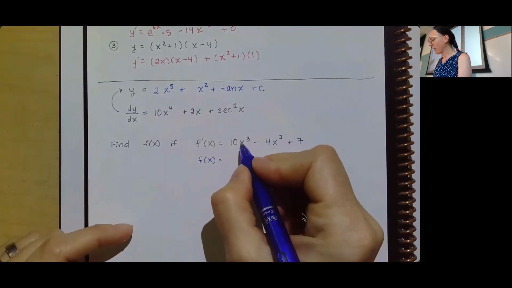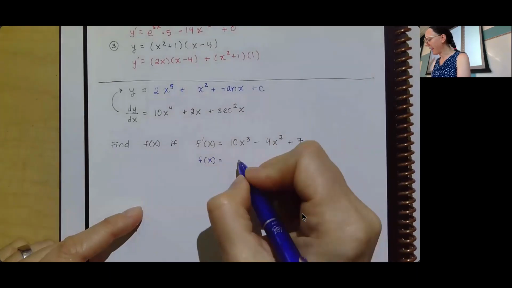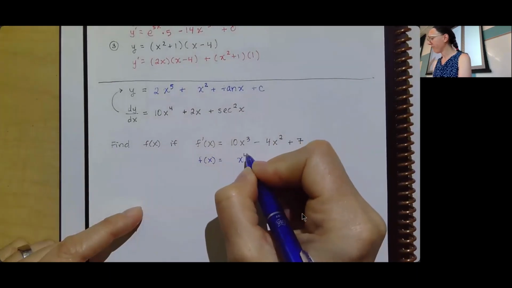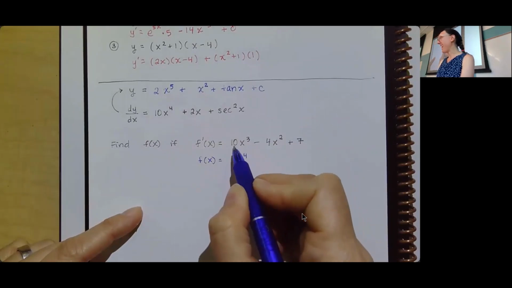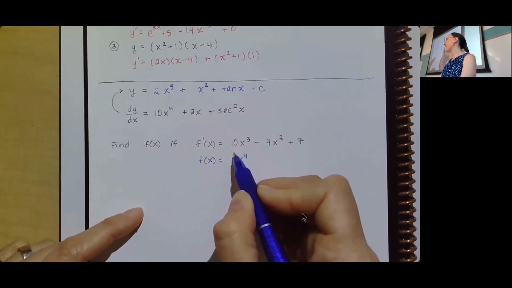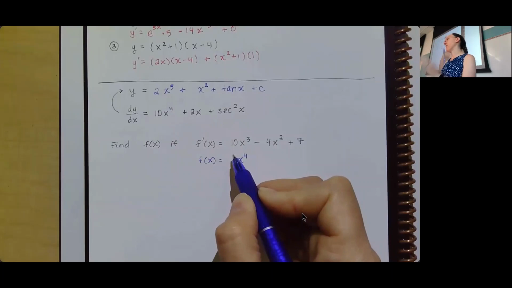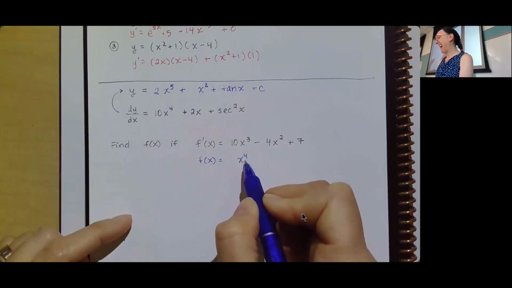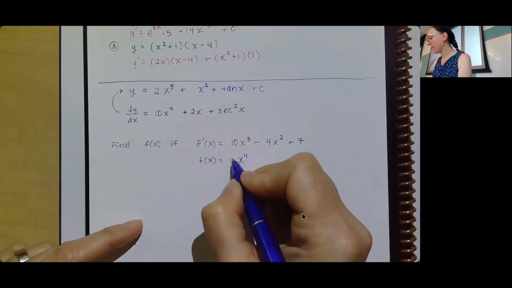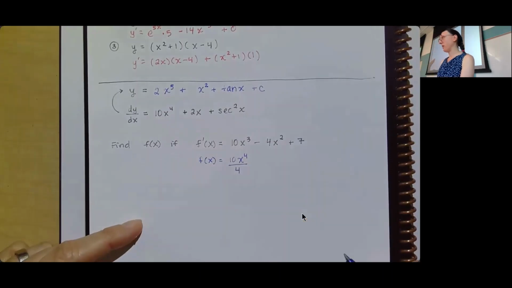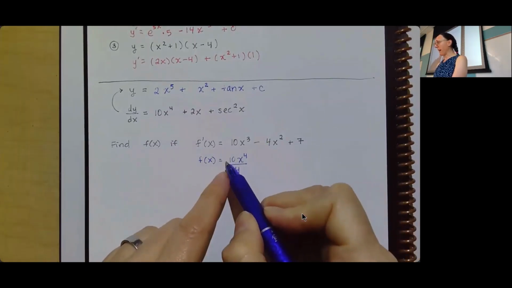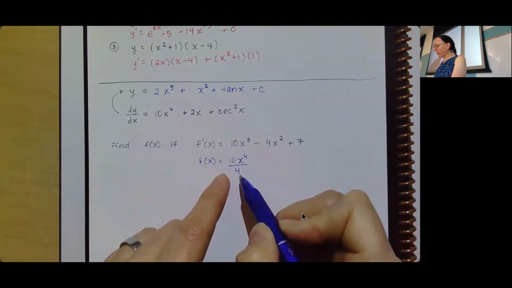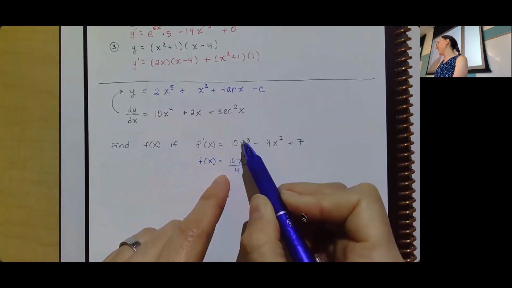So if I add 1 to the exponent, I would be at x to the 4th. And 4 times what would give me 10? Good news, you don't have to guess. Just leave it as a fraction. So I've added 1 to the exponent and I'm going to divide by the new exponent. Because if I reverse that process and take the derivative, the 4 would come down, cancel out with that 4, and I would get the 10x cubed we needed.